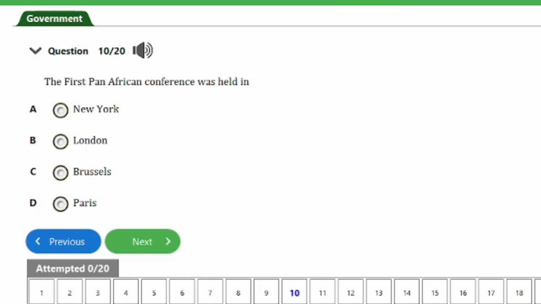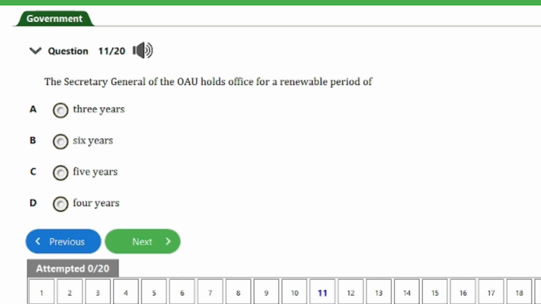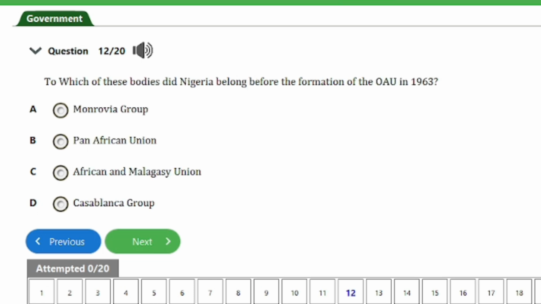We have here question number 11. It says, the Secretary General of the OAU holds office for a renewable period of A. 3 years, B. 6 years, C. 5 years, D. 4 years. So guys, the answer to this question is option D, that's 4 years.